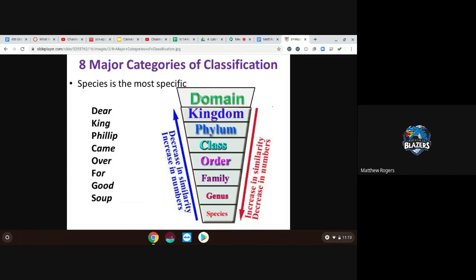So for example, humans: we're eukaryotic, we're Animalia, we are in the chordates or vertebrates, we're in mammals, we're in primates, we're in the upper primates, the apes, we are in the Homo genus, and the species is sapiens. And so that is ours. As we go down, we're in a kingdom, Animalia, with millions of animals. We're in a class, mammals, with hundreds of thousands of mammals.